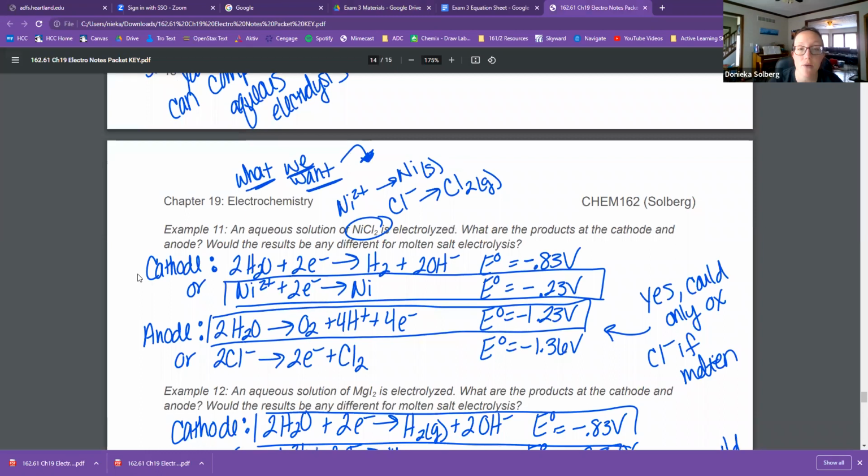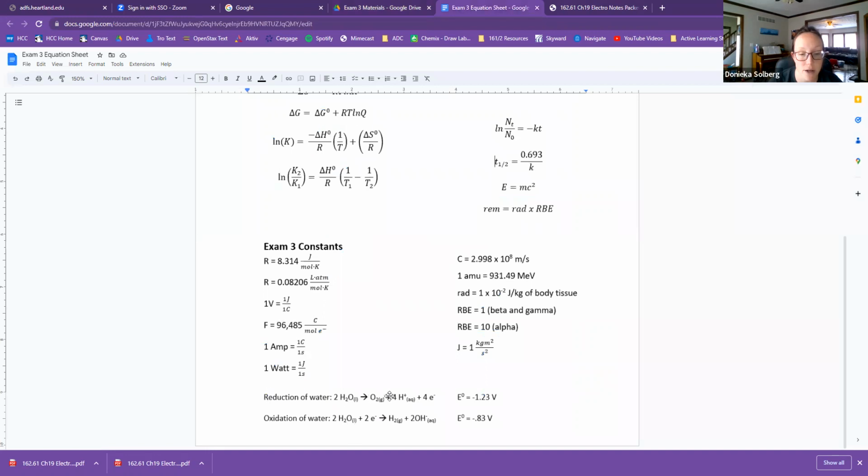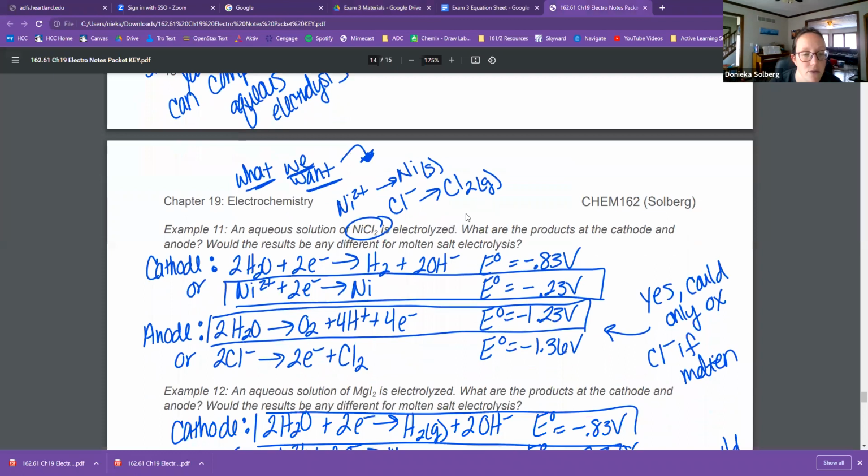Okay, so at the cathode, which is reduction, water's reaction is this, which is negative 0.83. That is on my equation sheet right here. Reduction of water. Oh, wait, sorry. Am I doing the anode?